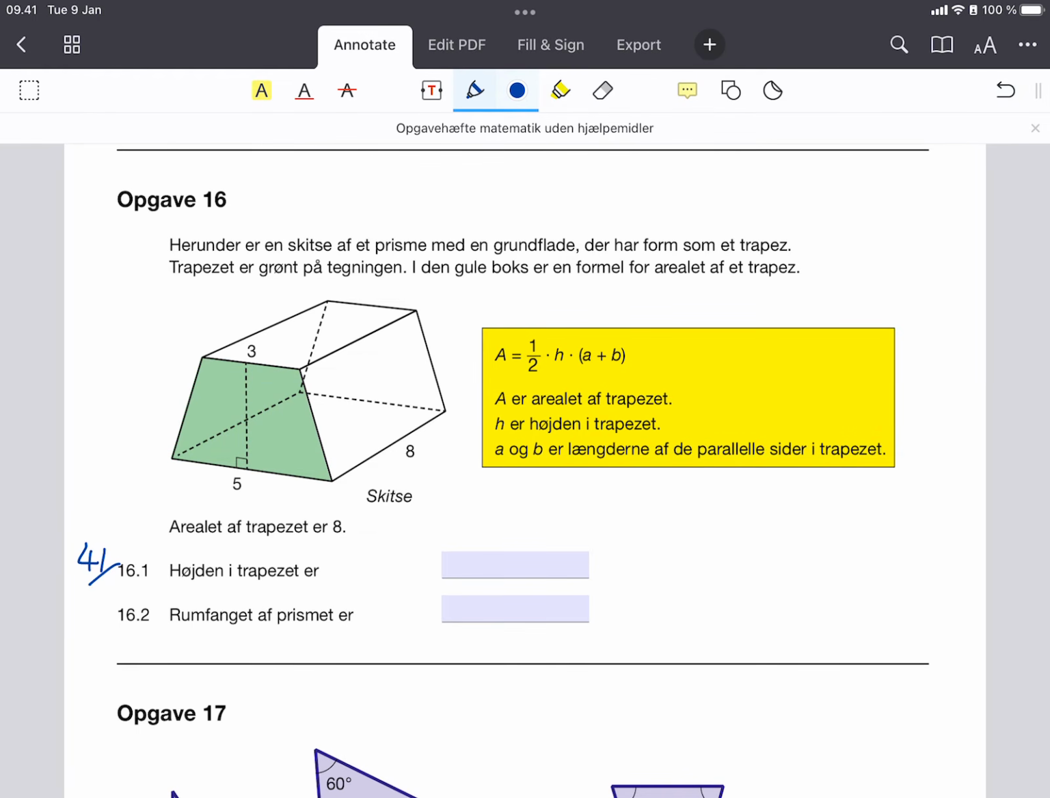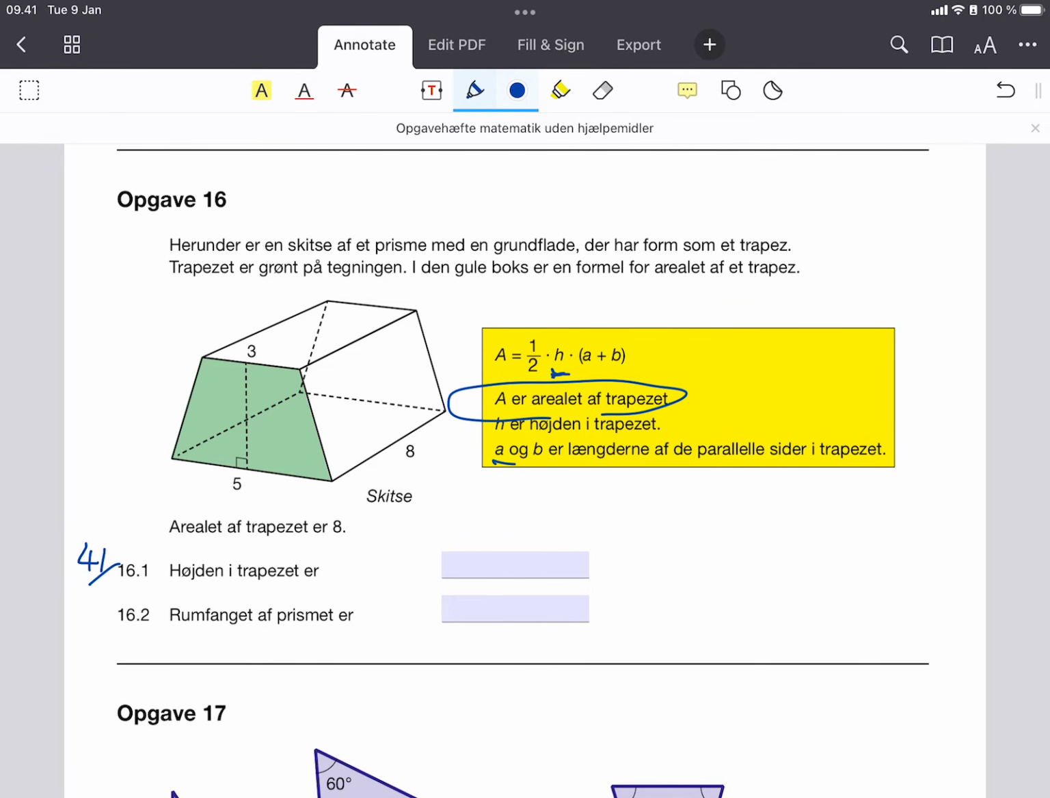So it says here in Danish, below is a sketch of a prism with a grundflade, an end area, a basic end area that has the form of a trapezium. The trapezium is green on the drawing. In the yellow box is the formula for the area of a trapezium. Oh, that's helpful. So A is the area of the trapezium, H is the height of the trapezium, which we haven't been told. And A and B are the parallel sides of the trapezium.